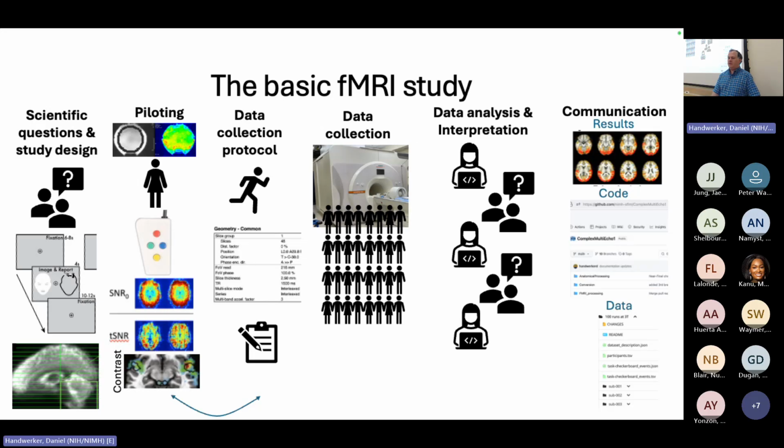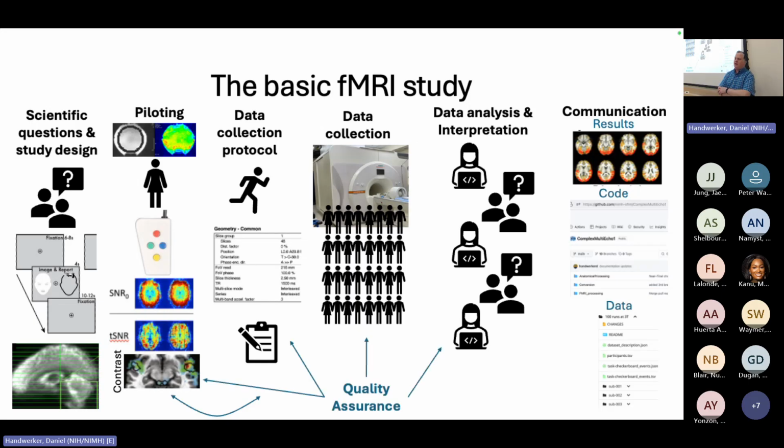And finally, communication. One thing I'll stress in this overview slide is, as I show here, piloting and data collection is sort of an iterative process back and forth, and the protocol. So you sort of pilot something, you say, how is that going to inform how we're going to collect our full study? And you might test it back and forth a few times.